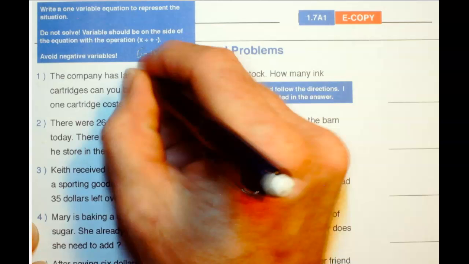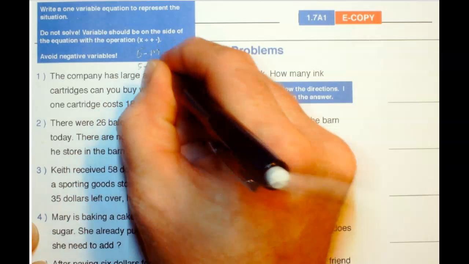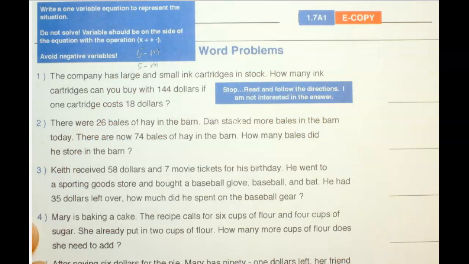I'll write it here so you can see it a little bit. 5 minus the m. That would be a negative variable. We don't want the minus the m. All right, let's get going here. The company has large and small ink cartridges in stock. How many ink cartridges can you buy with $144 if the cost of one cartridge is $18?